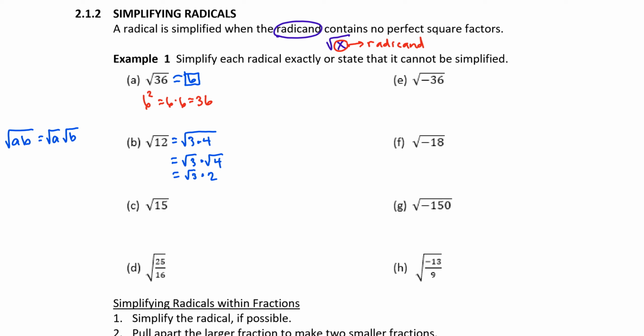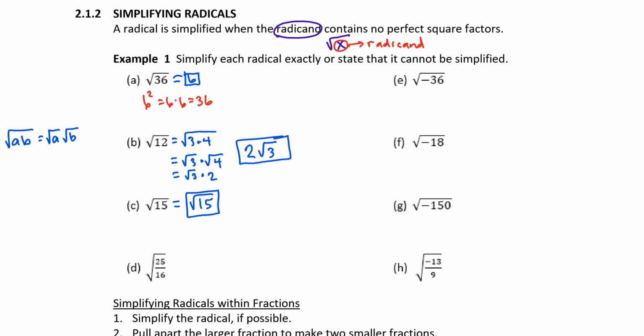However, in general, we write the whole number on the left side of the radical, and we leave the irrational part on the right side. So we'd say the square root of 12 is 2 square root of 3. In example C, we're looking at the square root of 15. Notice that 15 does not have any factors that are perfect squares. 15 can be evaluated as 3 times 5. Both of those are not perfect squares, so there's nothing we can do to simplify the square root of 15. We'll leave it as the square root of 15.